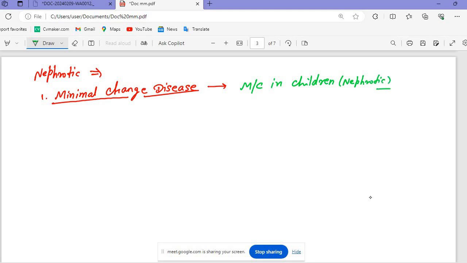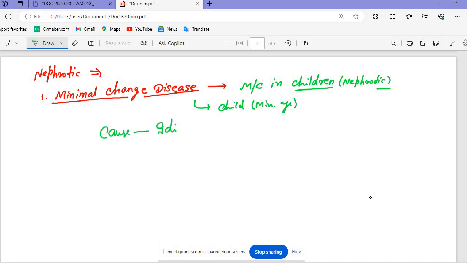In minimal change disease, minimal means minimum age, so small age. You can remember it as seen in the minimum age, like in children, or the small age. The cause of minimal change disease is idiopathic.